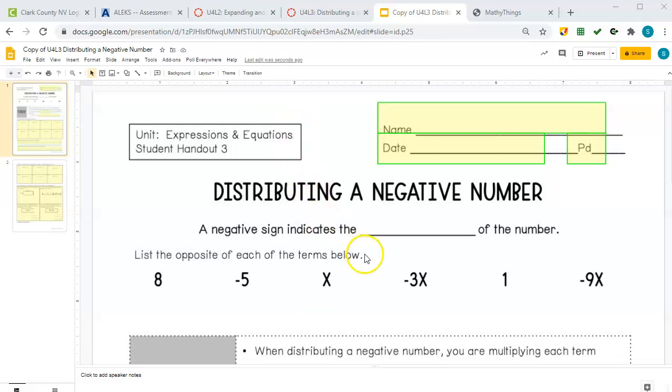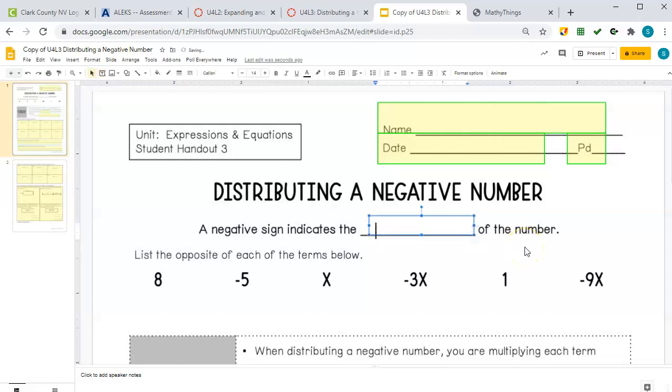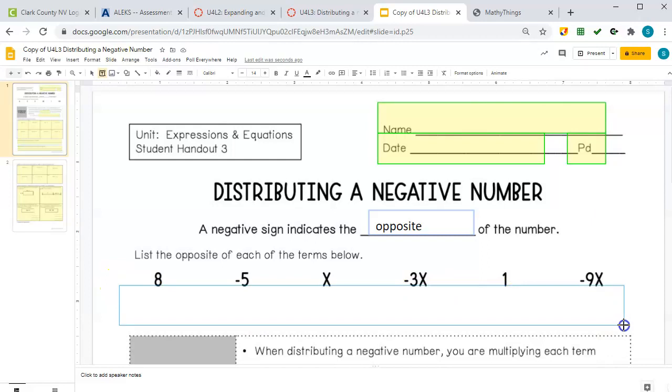A negative is the opposite of a positive. So a negative sign indicates the opposite of a number. We've talked about that before. Let's list the opposite of each of the terms below.